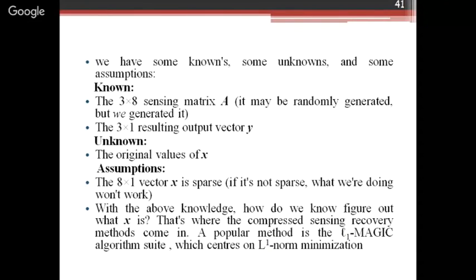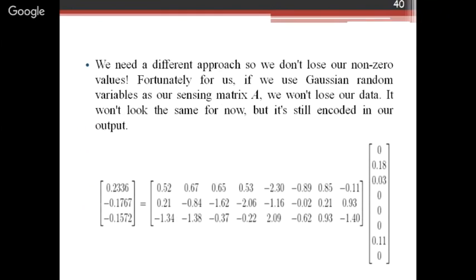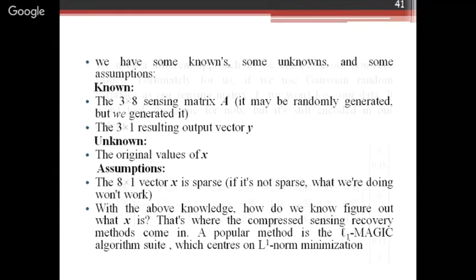Now you do not know the original values of x. It is changed, because the fewer measurements are not the same. I've already shown you that these are not 0.18, 0.3 and 0.11. They have been changed. These fewer measurements are different from x. So x, the original values of x, is unknown to us.